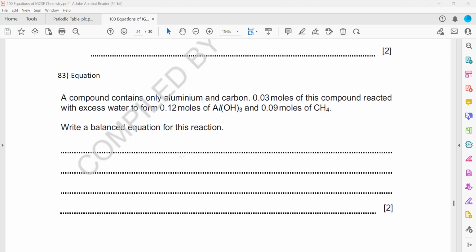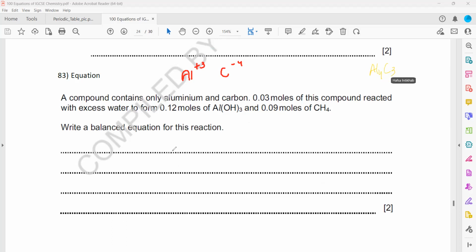A compound only contains aluminum and carbon. 0.03 moles of this compound reacted with excess water to form aluminum hydroxide and methane. Write a balanced equation. First, if a compound contains aluminum and carbon, what will be the formula of the compound? Al4C3.